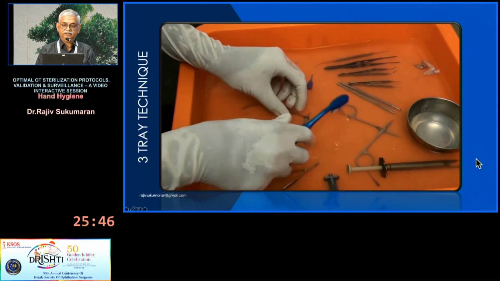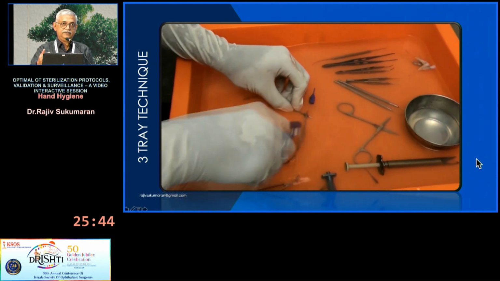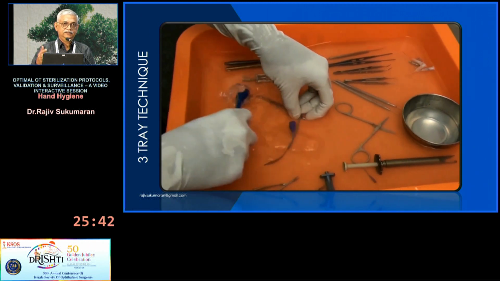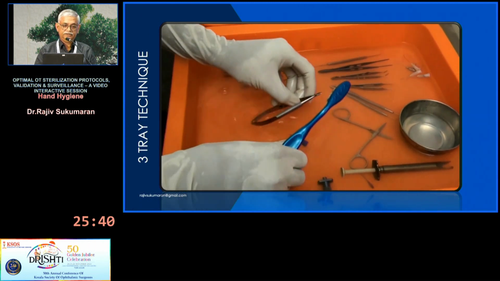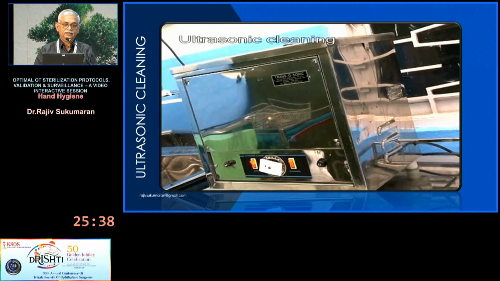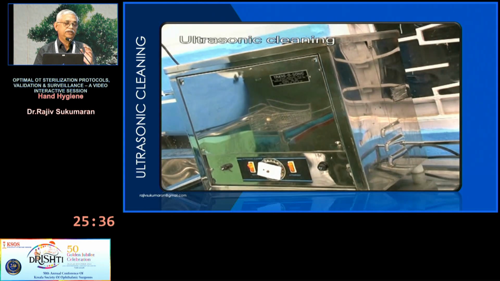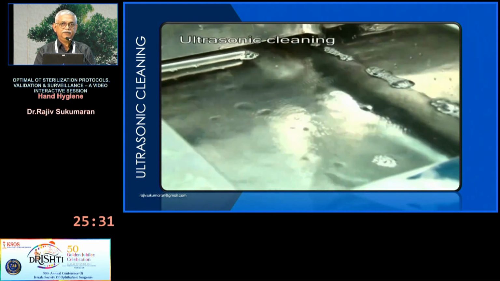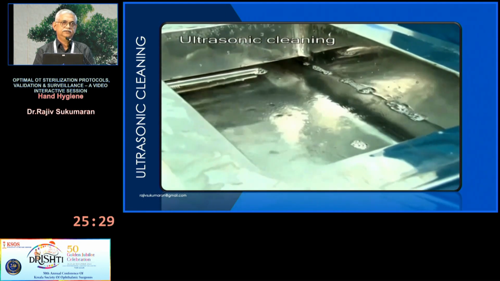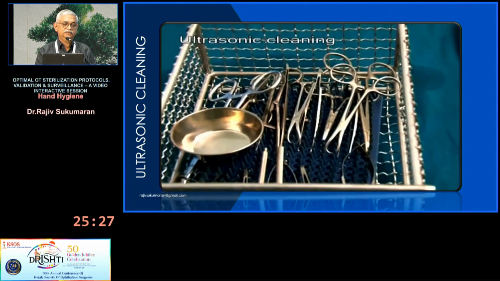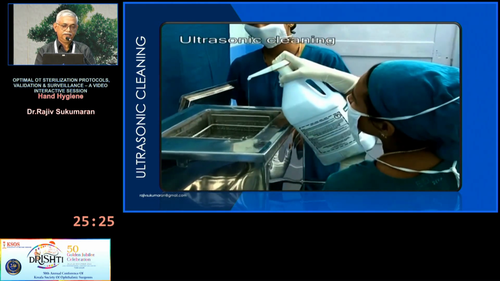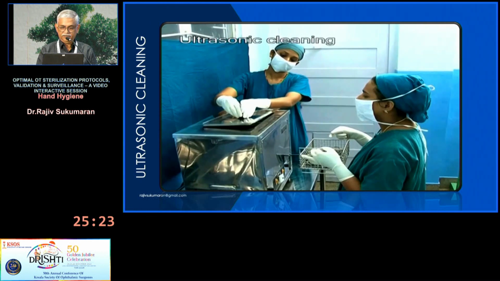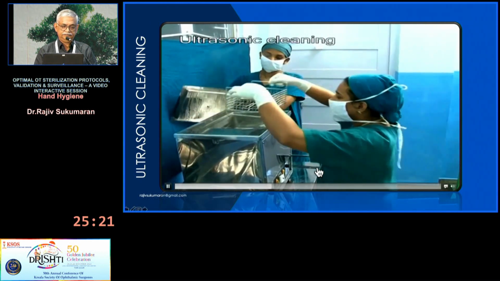Once you have done it in the first tray, repeat the same thing in the second and the third tray before you send it for drying. Autoclave and ultrasonic cleaning is a good procedure, but please avoid the enzymatic cleaner, because it's reported that the incidence of TASS is more with enzymatic cleaning. This is not advisable now.